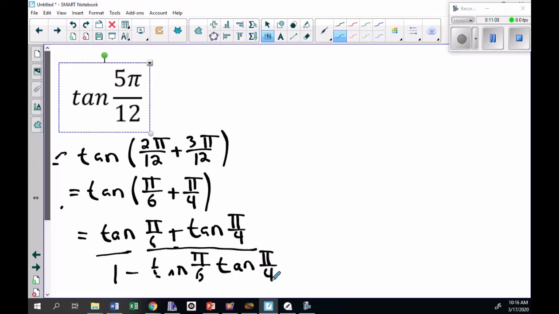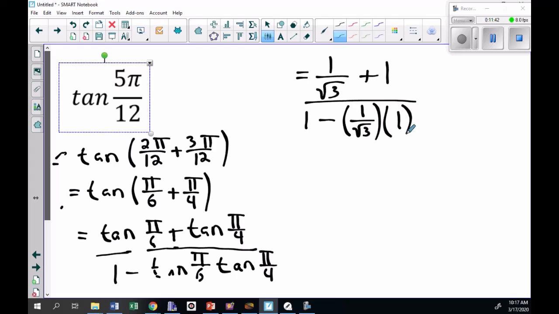Now we can start actually evaluating this. So tan pi over 6 is equal to 1 over square root of 3. And we're adding tan pi over 4, which is just 1. Now on the denominator, we have 1 minus. So tan pi over 6, we already said was 1 over square root of 3, which is kind of ugly to have a complex fraction there. And then tan pi over 4, again, is just 1. Okay, so now we're getting somewhere.